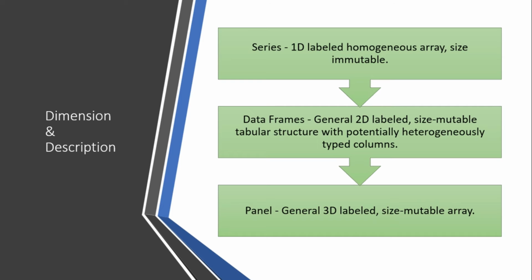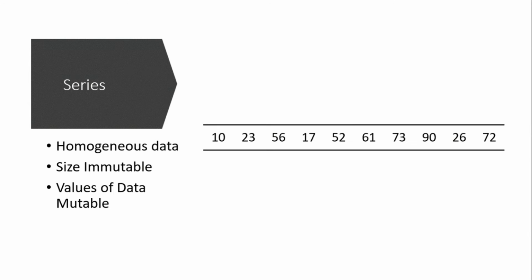Series is size immutable. Series is a one-dimensional array-like structure with homogeneous data. For example, the following series is a collection of integers: 10, 23, 56, 17, 52, 61, 73, 90, 26, 72. Series can handle homogeneous data, size is immutable and values of data are mutable.